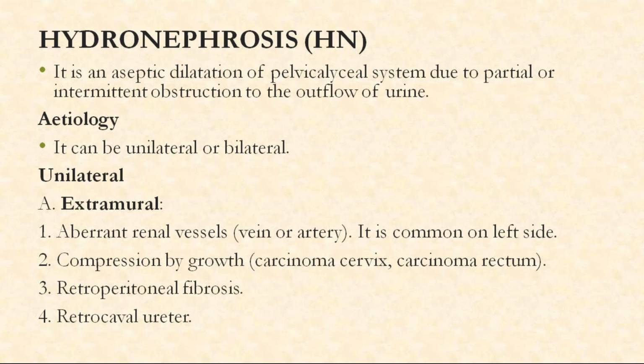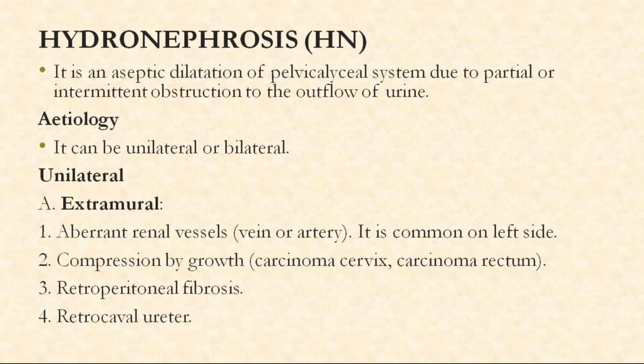Next, retrocaval ureter. Retrocaval ureter is also one of the aberrant ureters. Sometimes the ureter passes behind the inferior vena cava, and there is some obstruction. That is called retrocaval ureter. These are all the conditions which are responsible for hydronephrosis.